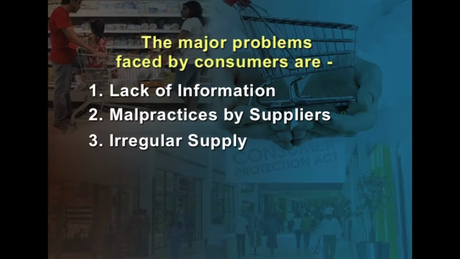The third problem is irregular supply. One of the common problems faced by consumers is an irregular supply of goods. This is because of shortage of goods; the organizations create artificial scarcity of necessary goods by hoarding these goods, resulting in high prices. Consumers face the problem of irregular supply.